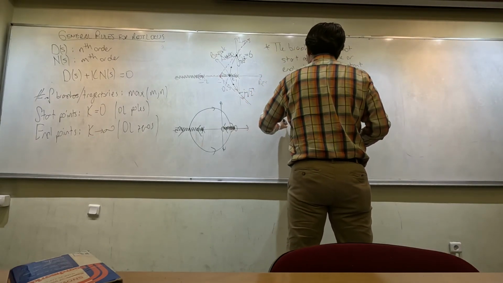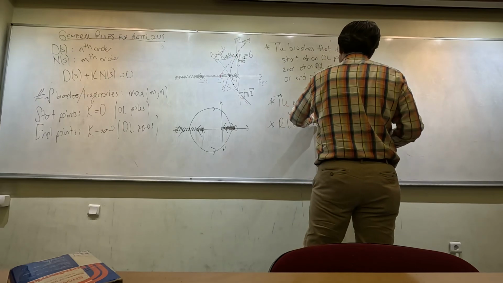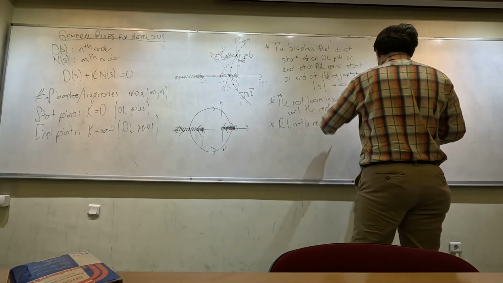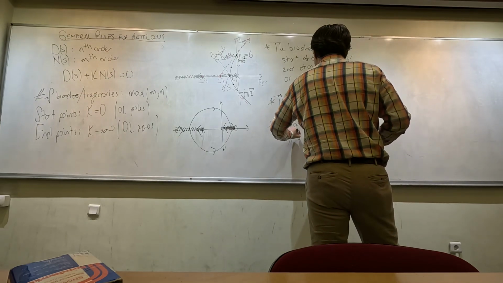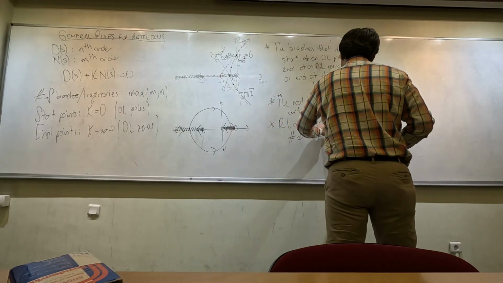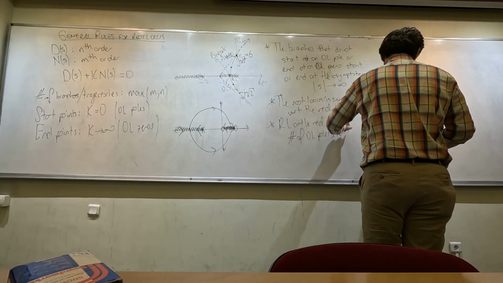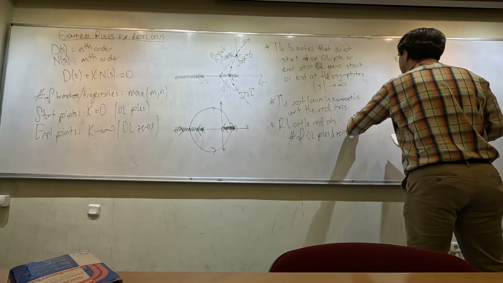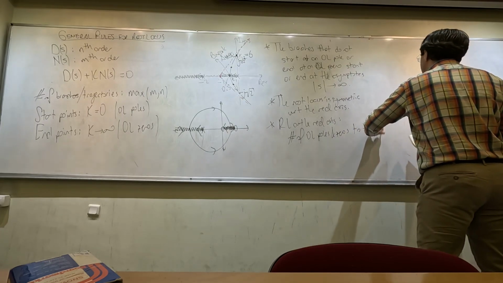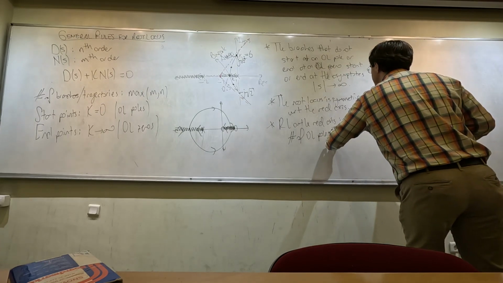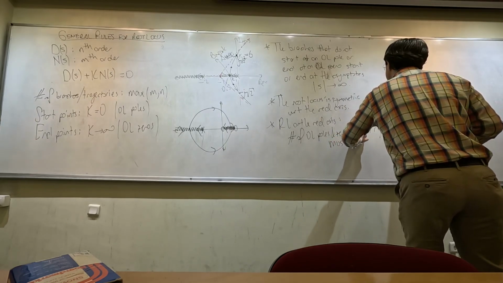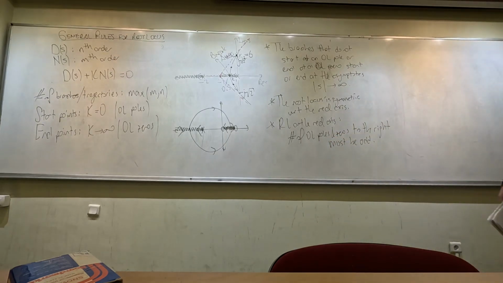We have the root locus on the real axis. In this case, the number of open loop poles and zeros to the right must be odd. This was the rule that we have learned and applied so far.